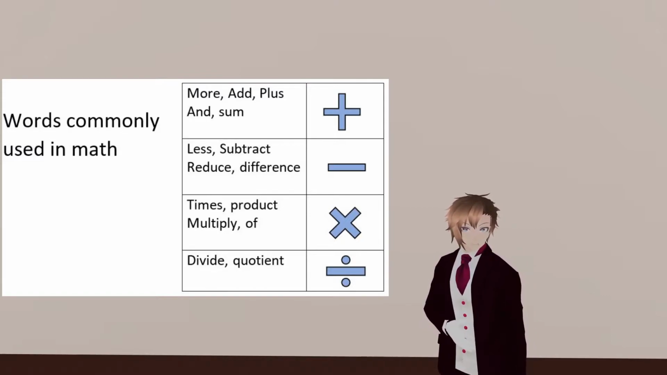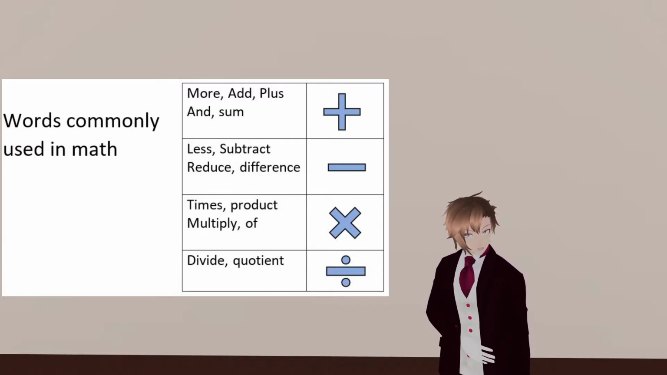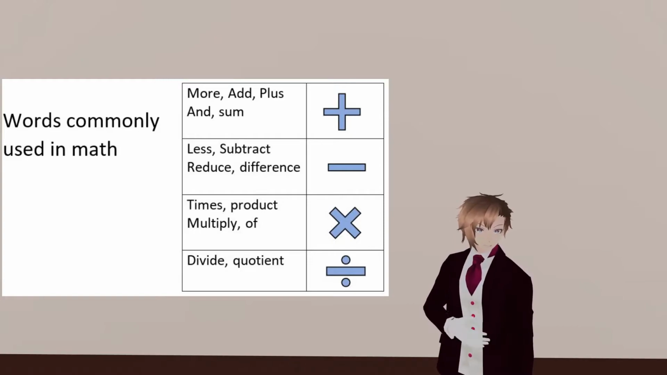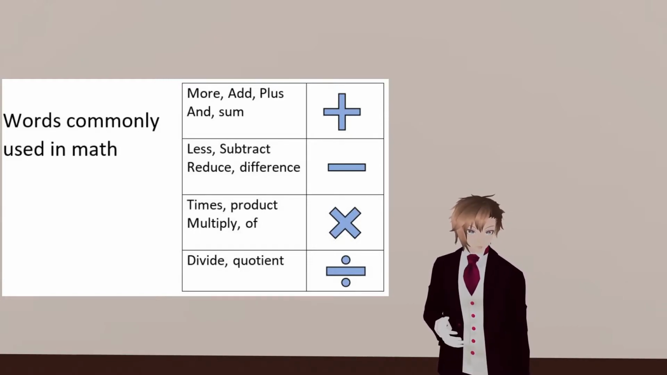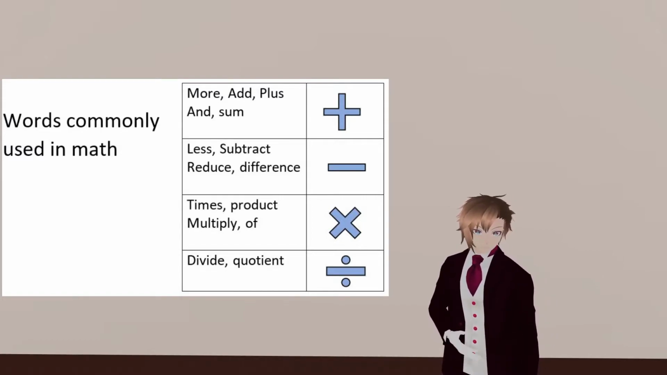Multiply can be expressed with the word multiply, times, of is quite a common one, groups of, and the product. Now normally, divide is just expressed using the word divide. You might come across a couple of different ways, but the most common one you'll see will be divide.